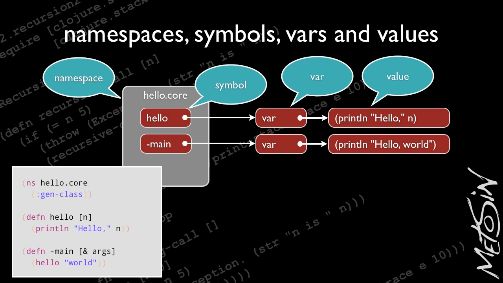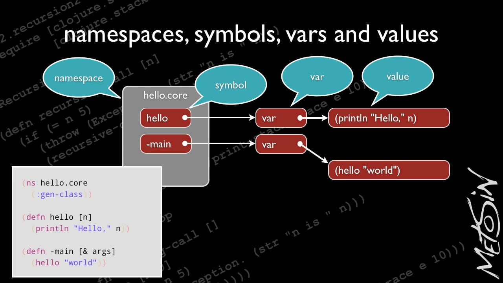So we changed the main function so that instead of calling println directly, it calls the hello function that was provided by us. What happens in our namespaces, symbols and vars and values? Well, when we evaluate this code, the compiler creates a new function implementation which calls the hello with the argument world. Now the symbol -main is already there in the namespace, so nothing changes in there, but the var is changed so that it points now to our new implementation of the function. Now what happens to the old implementation? As you might guess, it's going to be a victim of garbage collection.